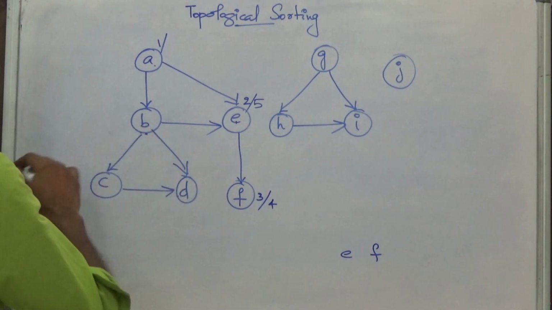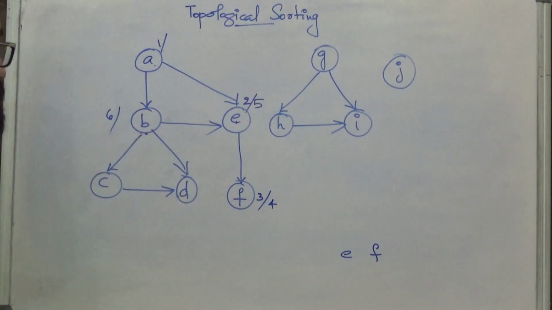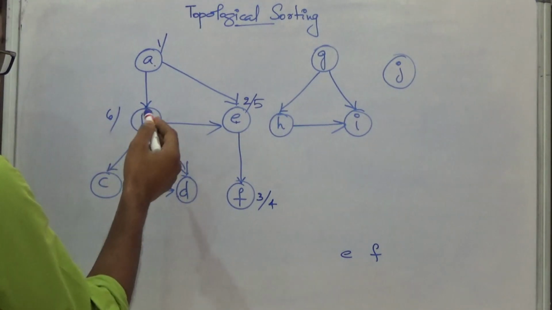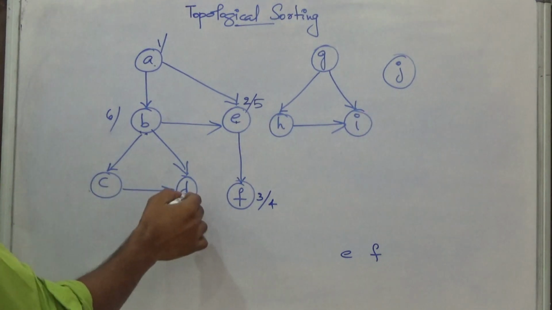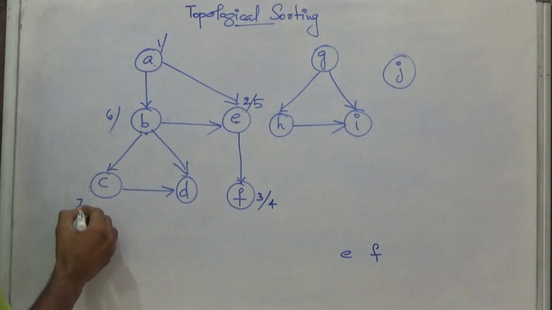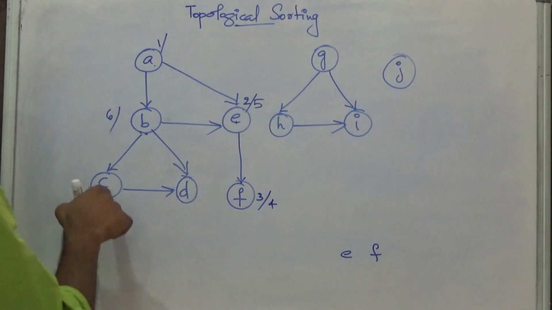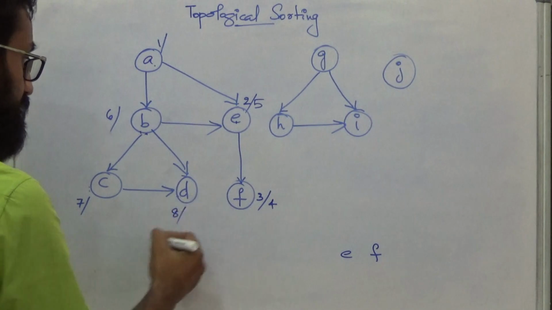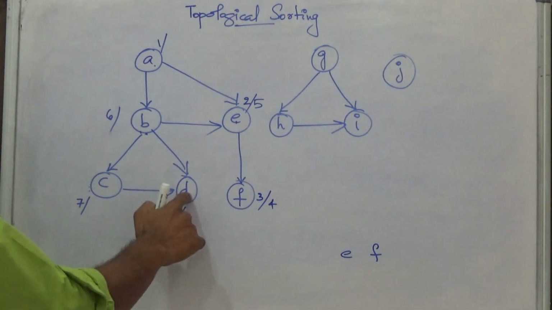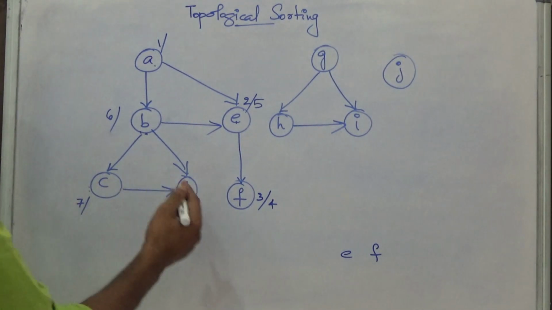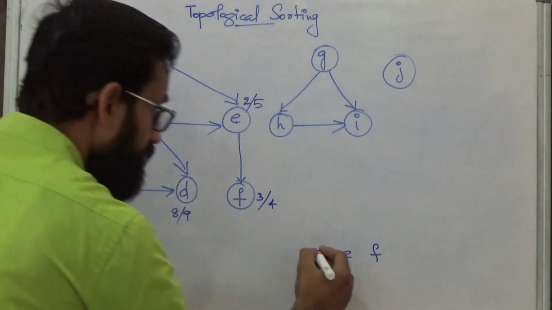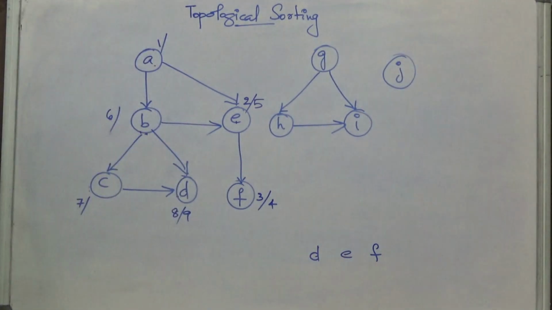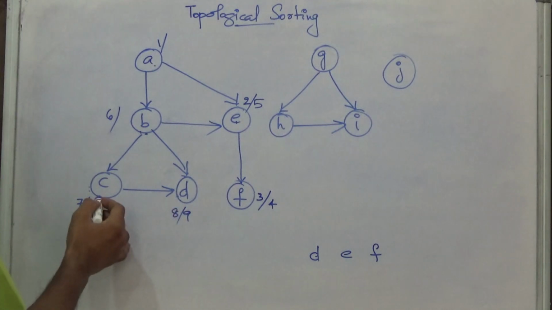So go to B. At time t = 6 you are discovering B. From B you can go to C or D. Assume that you are going to C. At time t = 7 you are discovering C. From C you can go to D. At time t = 8 you are discovering D. From D you do not have any alternate movement, so increment time and finish it. Whenever you finish a node, add that node to the front of the current linked list. Now from D backtrack to its predecessor.